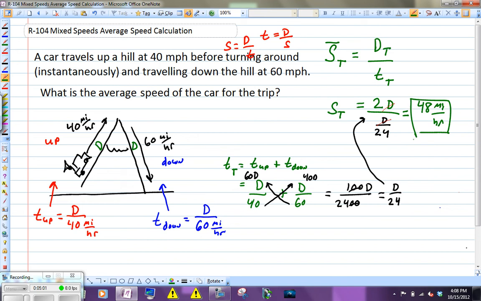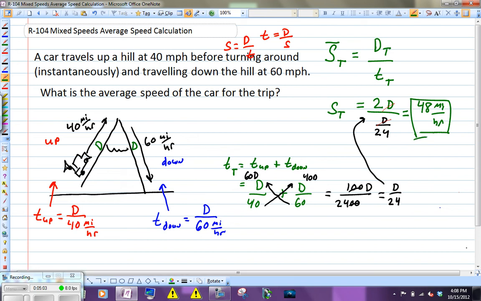And this is consistent with our thinking that you're going to be spending more time going the slower speed, 40, than you are going the faster speed, 60. So your average speed overall is going to be closer to the 40. Big picture here is whenever you have a mixed speed problem, what you're going to have to do is you're going to have to take the total distance divided by the total time. To get the time for the pieces, you're going to have to calculate that separately. In this case, up and down.